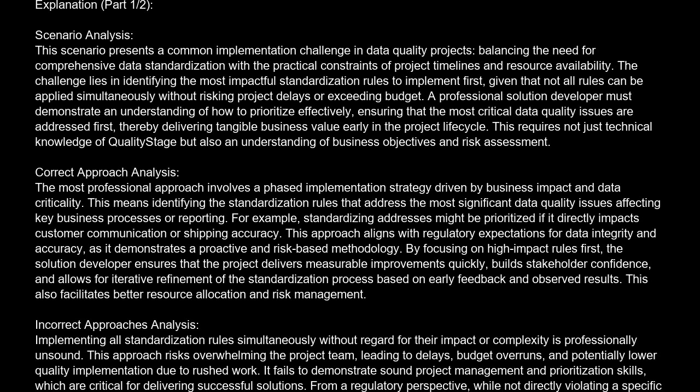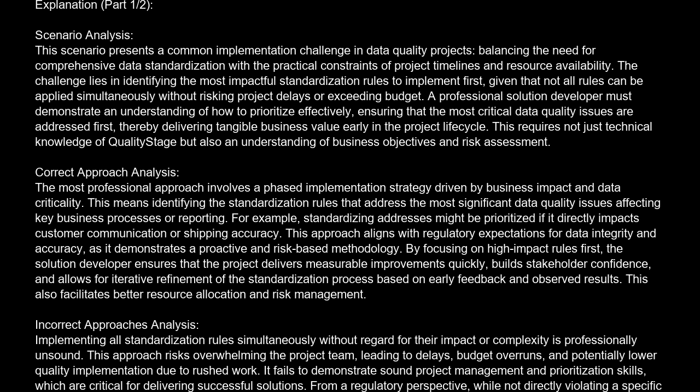By focusing on high-impact rules first, the solution developer ensures that the project delivers measurable improvements quickly, builds stakeholder confidence, and allows for iterative refinement of the standardization process based on early feedback and observed results. This also facilitates better resource allocation and risk management.